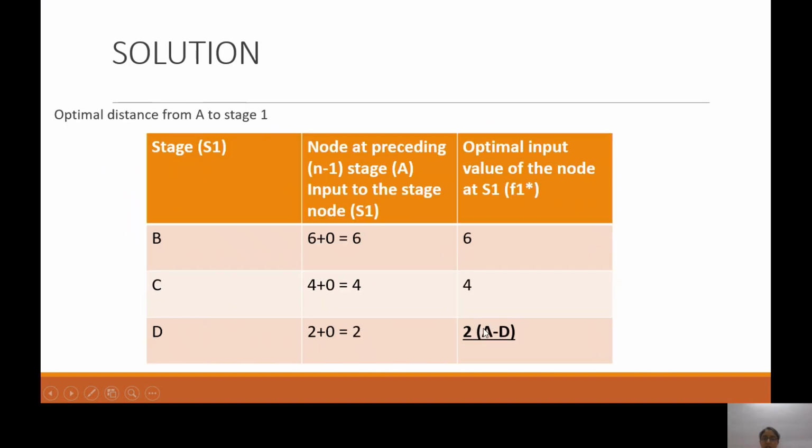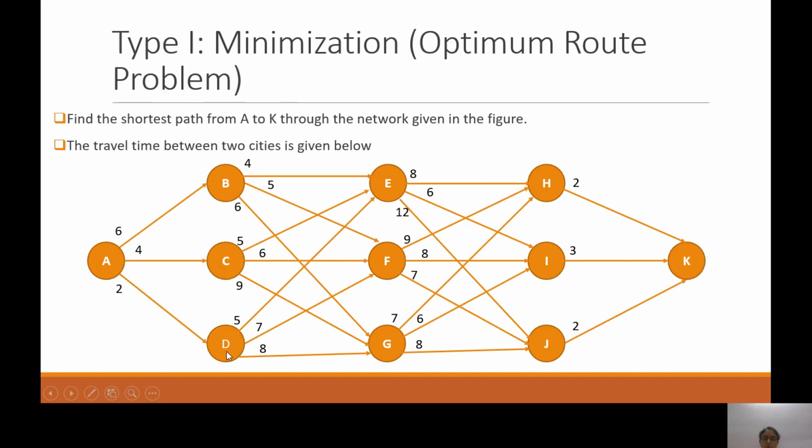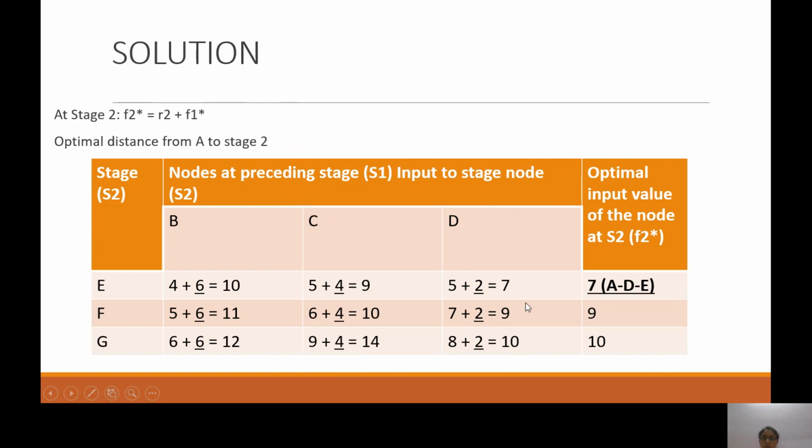And then D to E, F, G is how much? Up to D it was 2. So 2 plus 5, 2 plus 7 and 2 plus 8. So D to E, 2 plus 5, D to F, 2 plus 7, D to G is 2 plus 8. These are the distances.